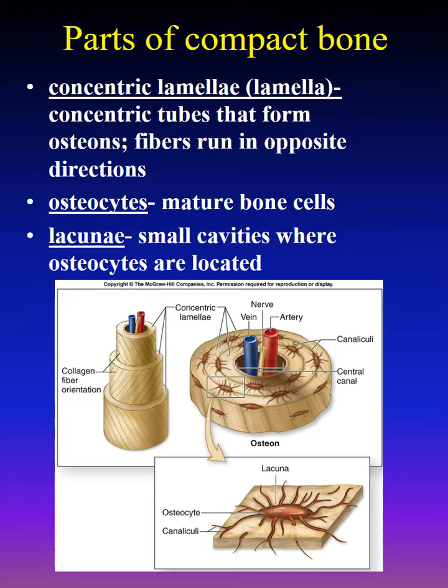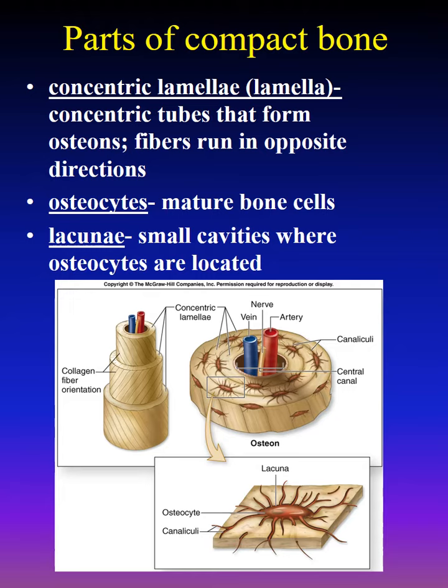Each lamella has collagen fibers that are oriented in certain directions. So you can have one lamella that has collagen fibers running in the direction that is superior and to the right, and then the adjacent lamella will have collagen fibers running superior and to the left. And so this alternating pattern of collagen fibers gives bone part of its strength and resilience.